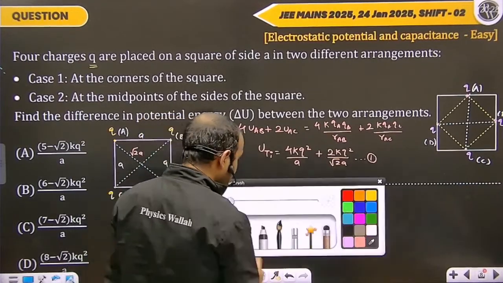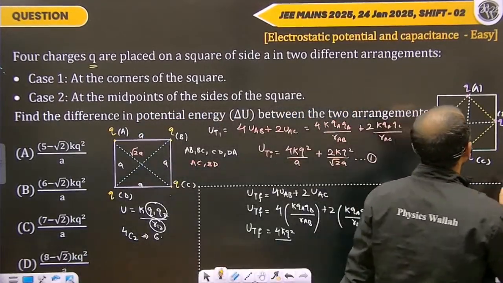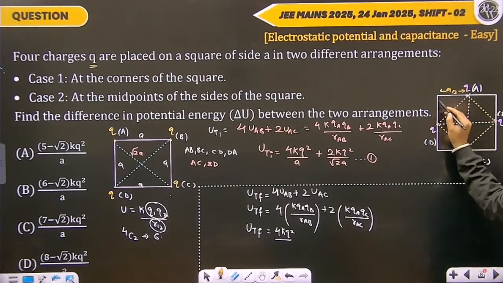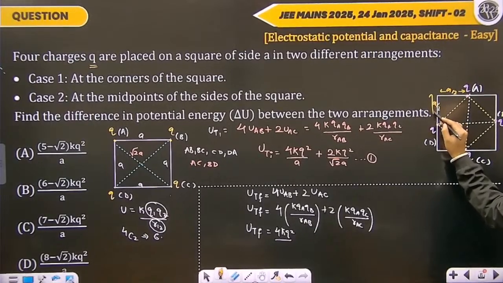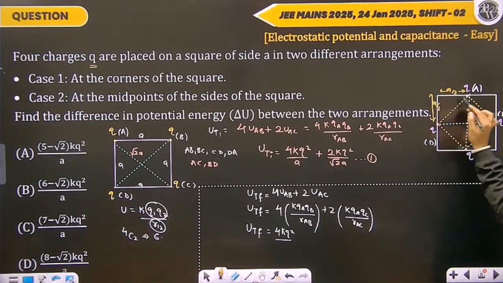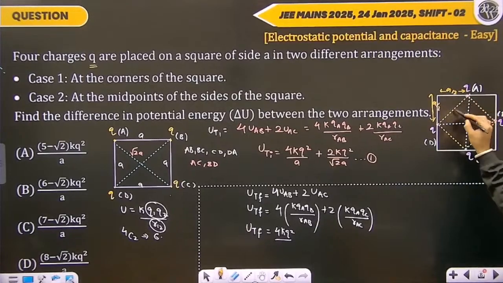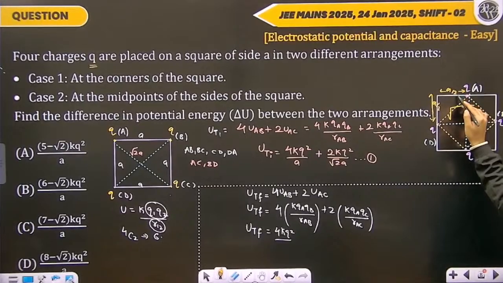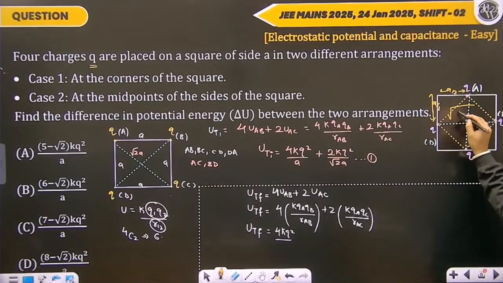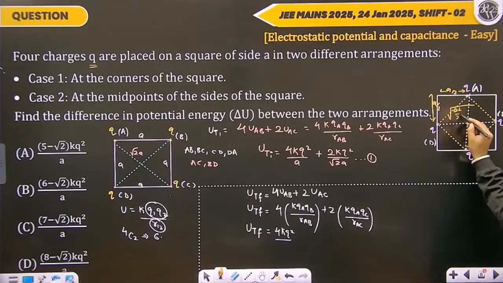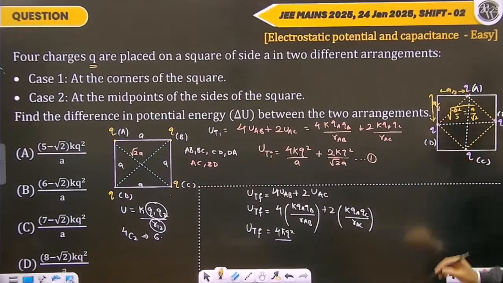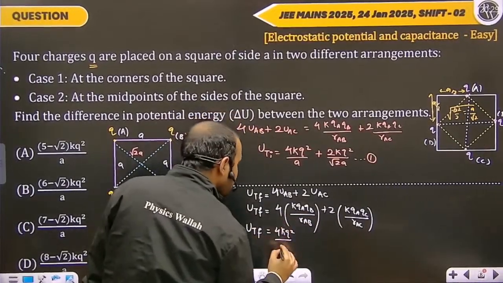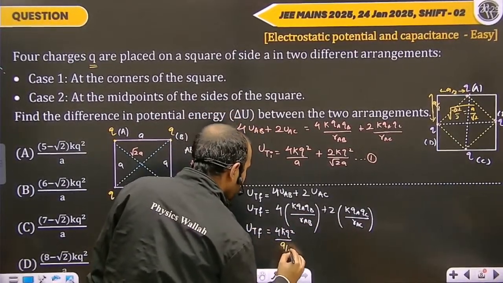What is the distance RAB? Here you can see this particular distance will be A by 2 and this is also A by 2, because it is at the midpoint, so the entire distance becomes half. Now it is the hypotenuse, so A square by 4 plus A square by 4 becomes A square by 2, and in the root it becomes A by root 2. So RAB distance is basically A by root 2.